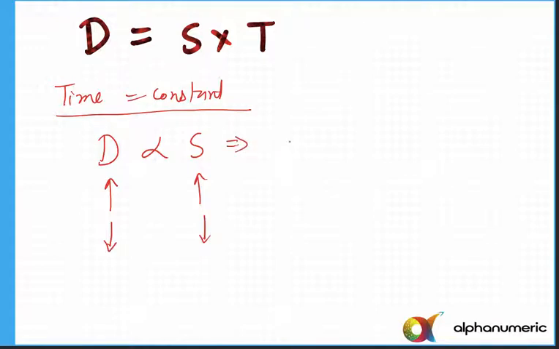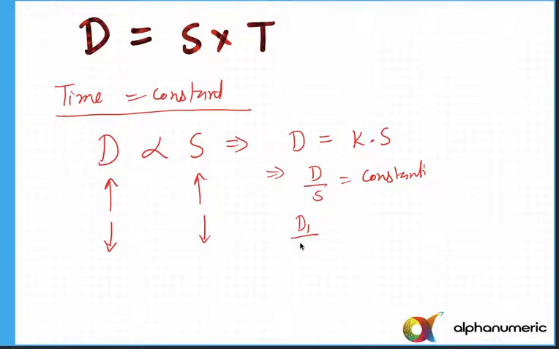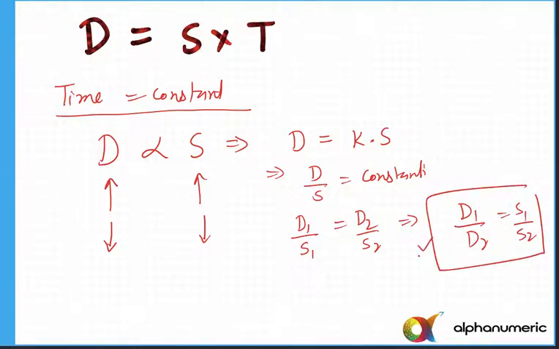So whenever you remove the proportionality sign, you'll get one constant. So I can say D is equal to some constant term K into S. So from here, I can say that D by S is equal to a constant, if the time is constant. Now if there are two different speeds at two different distances, then d1 by s1 is equal to d2 by s2, and this equation can be written as d1 by d2 is equal to s1 by s2. So if the time is constant, the ratio of distance and the ratio of speed will always be the same.